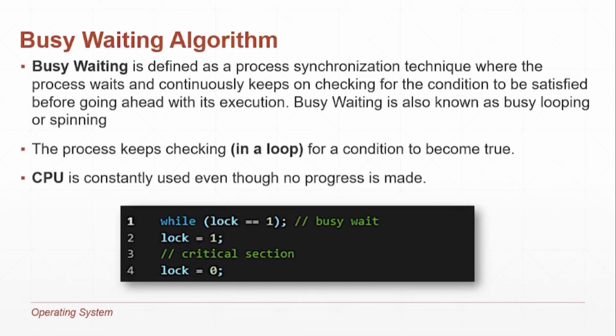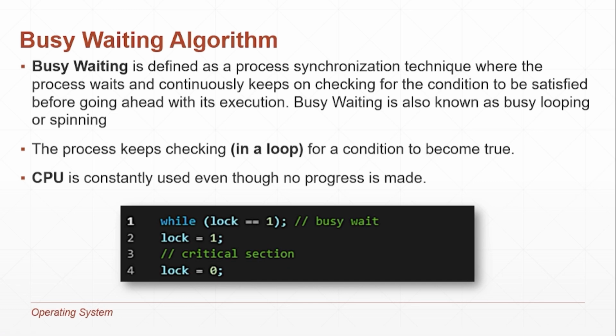For the waiting algorithm, we have two approaches: busy waiting algorithm and the sleep waiting algorithm. Busy waiting algorithm is defined as a process synchronization technique where the process waits and continuously keeps on checking for the condition to be satisfied before going ahead with its execution. Busy waiting is also known as busy looping or spinning. The process keeps checking in a loop for a condition to become true. CPU is constantly used even though no progress is made. I hope you have gotten the busy waiting algorithm.